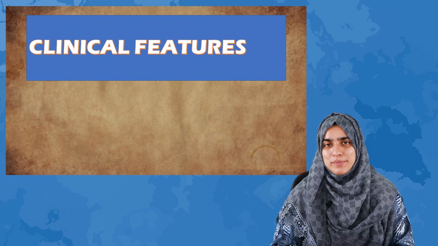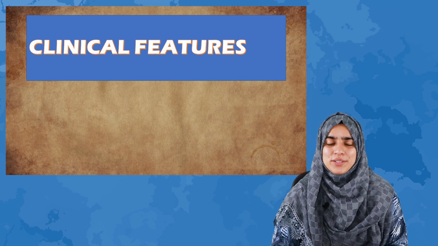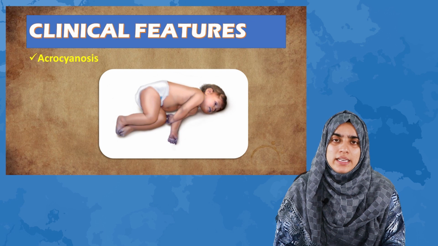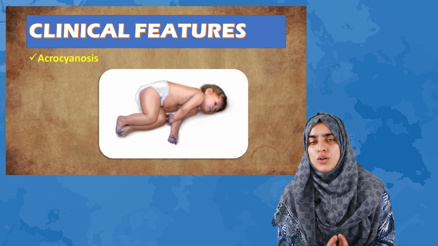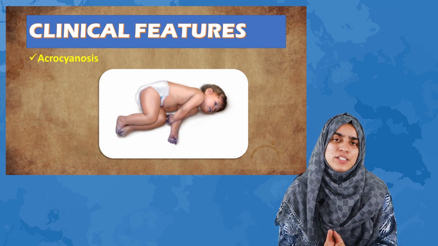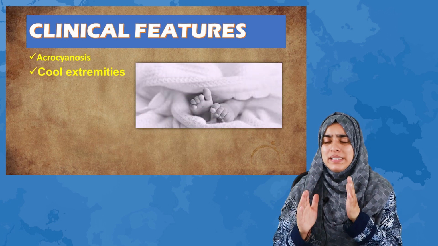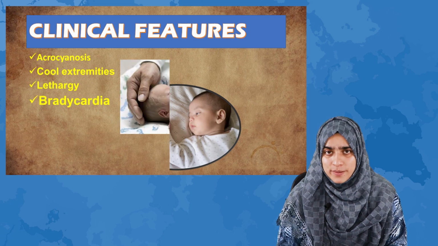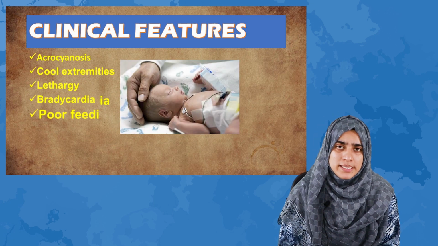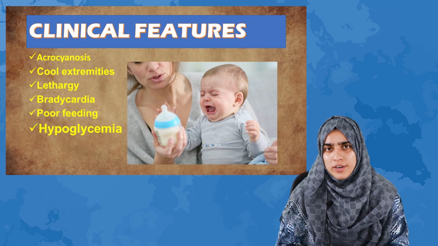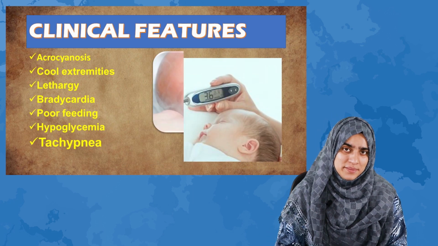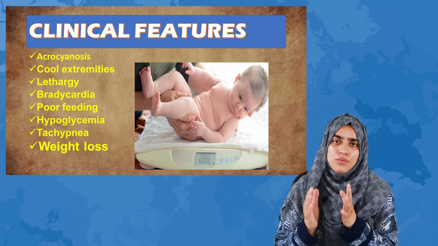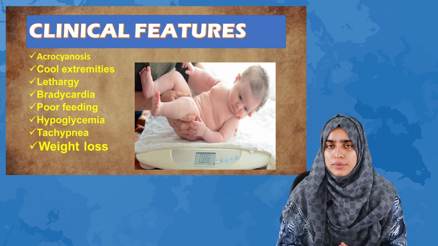The clinical features we'll be seeing in hypothermia. The first thing we can see is acrocyanosis, that is the cyanosis found over the hands, the feet as well as around the lips. The baby's extremities will be cool. The baby you'll find lethargic. Bradycardia will be present. The feeding will be poor. Hypoglycemia is present again. Tachypnea can be seen in an urge for oxygen. Obviously, weight loss is a prominent feature.